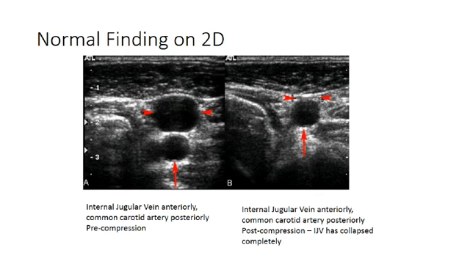So what are the normal findings on 2D? Now this is a picture of the internal jugular vein in the neck, and I know that this is a talk on lower limb DVT, but I've taken the liberty of putting a neck vein.